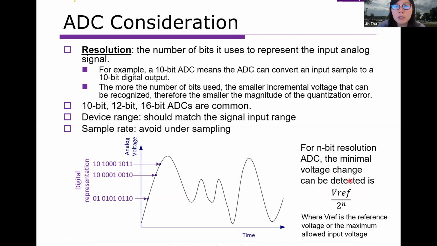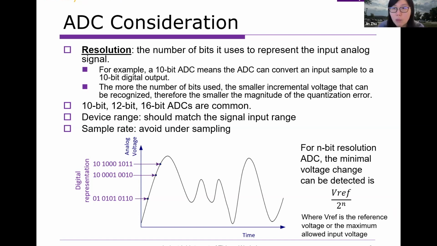V is the reference voltage, or we can consider it the maximum allowed input voltage, divided by 2 to the n, where n is the number of bits used to represent the analog signal. So for example, if my voltage is between 0 and 1 volt and I use a 10-bit ADC, you will have 1 volt divided by 2 to the power of 10, which is 1024, roughly 1,000. So roughly you'll be able to detect a 1 millivolt change. So you have to consider what resolution you need for your ADC. That depends on your application.